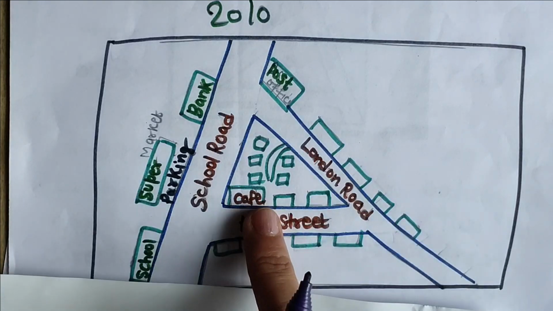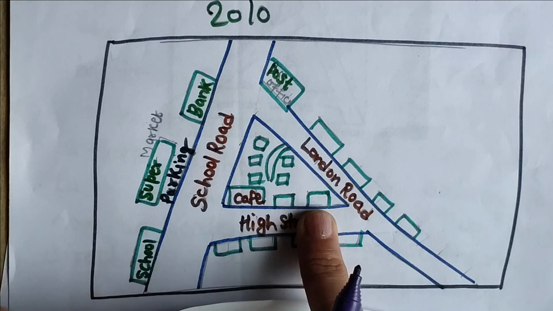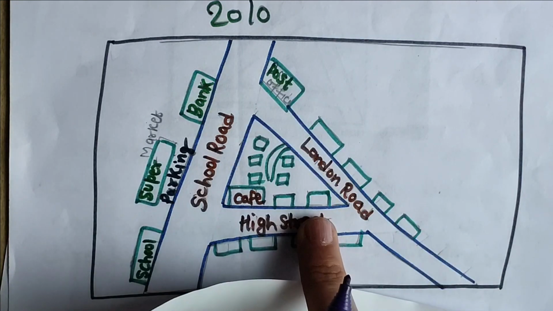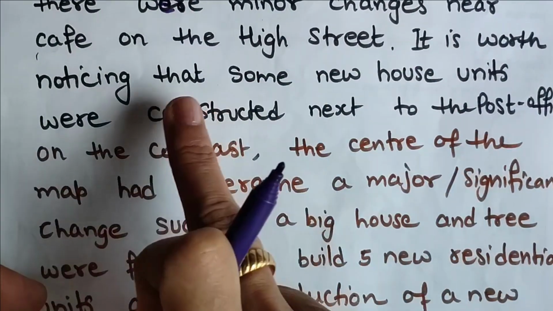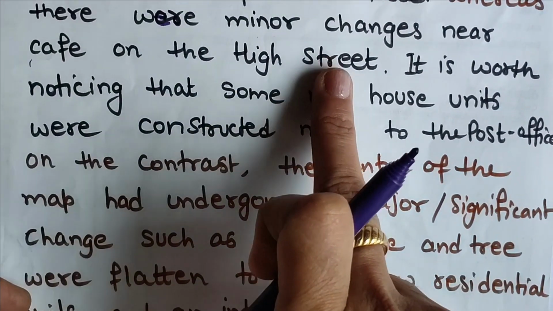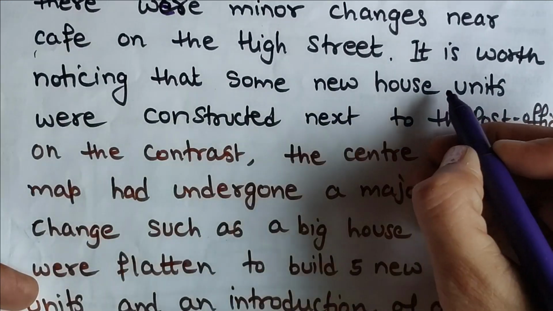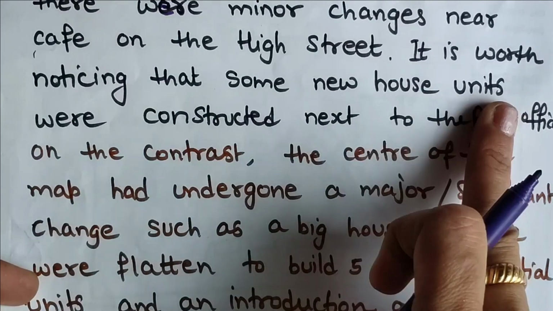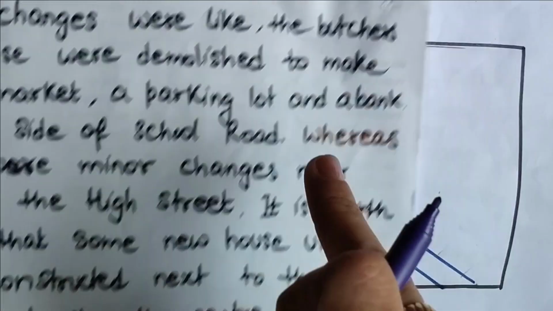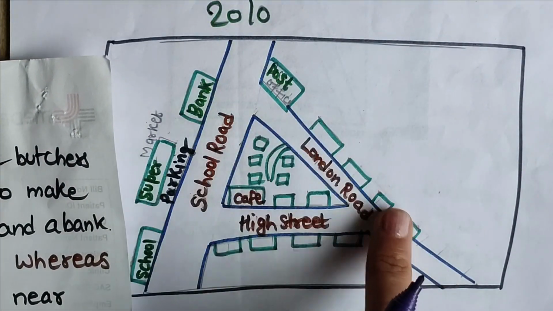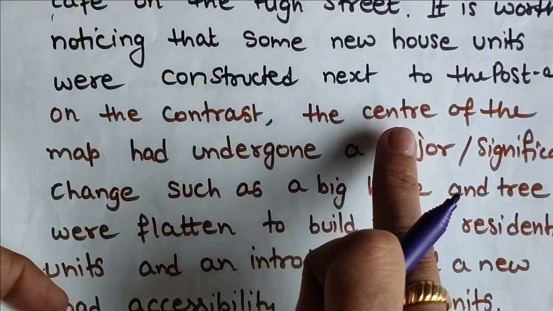As for the minor changes, you can see that two houses are constructed, and instead of the bakery they have just demolished it and just two houses are there. I have not written the name of those changes. It is worth noticing that some new house units, residential units you can write, were constructed next to the post office. You can see this is also a major change. Four new residential houses are created.